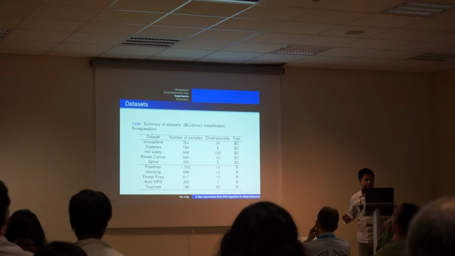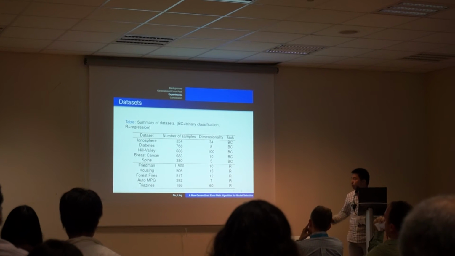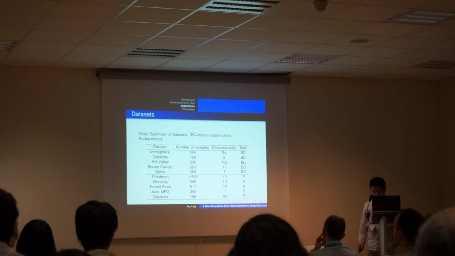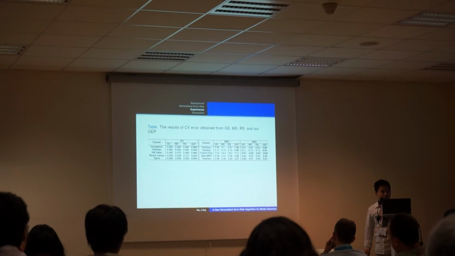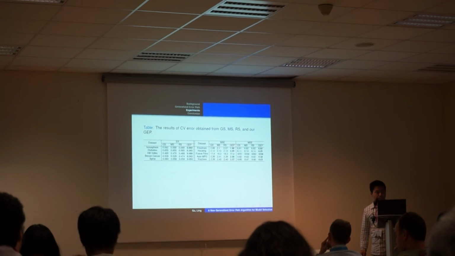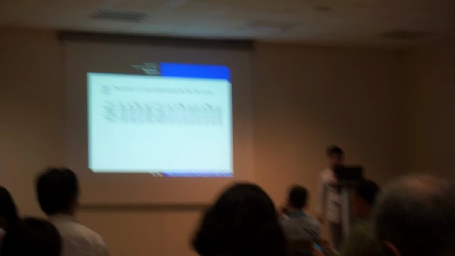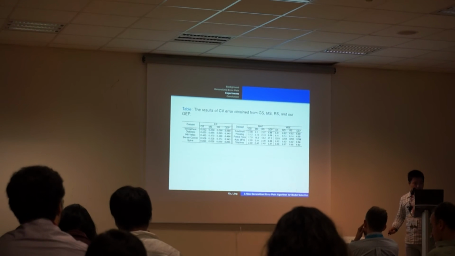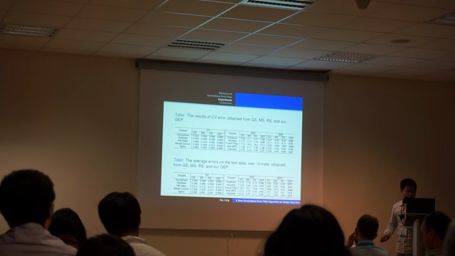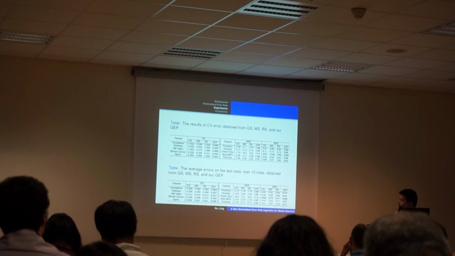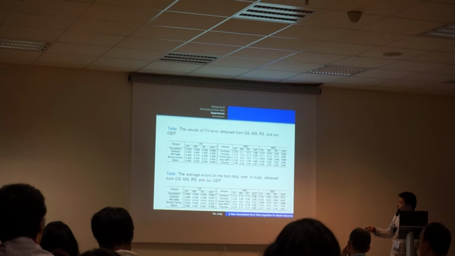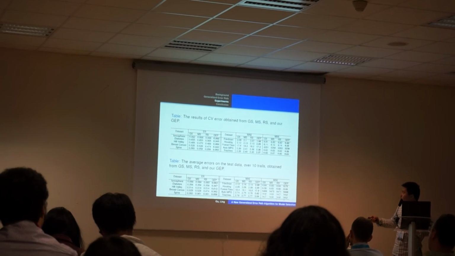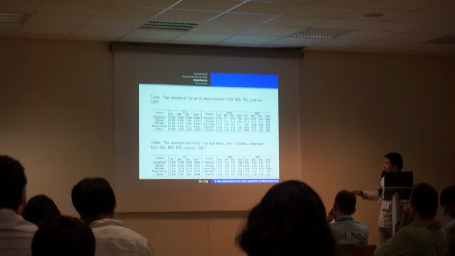Finally, we give our experiment results, and this is the data set in our experiment. The first five are data sets for binary classification, and the last five are data sets for regularization. The first result shows that our method can find the minimum cross-validation error compared to the grid search, manual search, and the random search. And the second table shows that our algorithm can give better average errors on the testing set over 10 tries compared with the grid search, manual search, and random search.